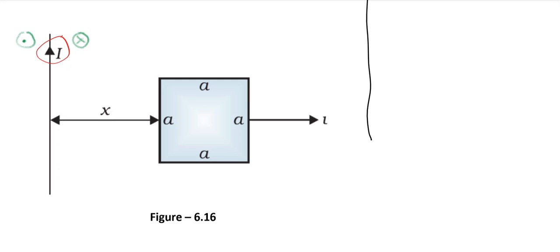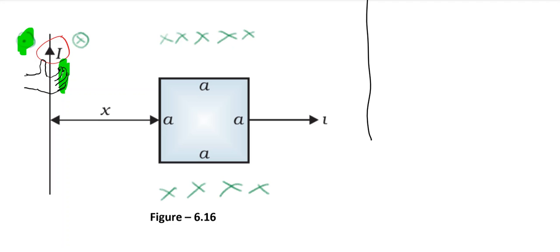To realize this, keep your right hand thumb along the direction of current and see the curling of your fingers around the wire. So the fingers are going inside on the right side of the wire and you will see fingers are coming out on the left side. So for this loop, the field lines are going inside through the loop.